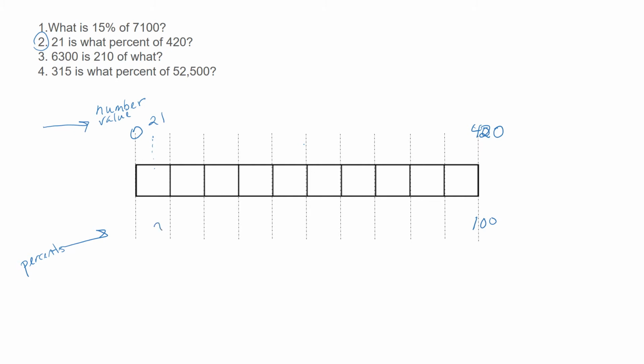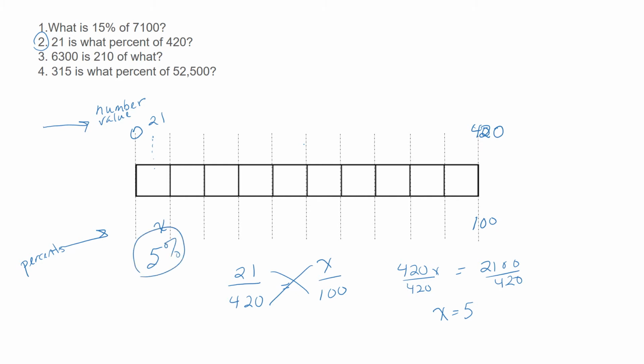What I don't know is what percent out of 100 am I looking at? So if I set this up again as a proportion, 21 out of 420 is the same thing as x out of 100. Cross multiply, I get 420x is equal to 2100. And now when I divide both sides by 420, turns out that x is 5. So 5%. 21 is 5% of 420.